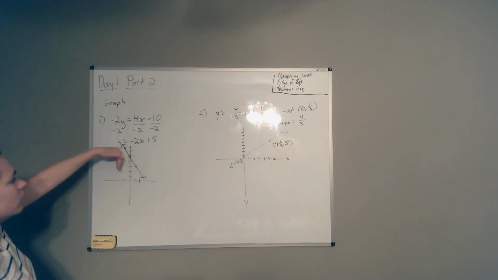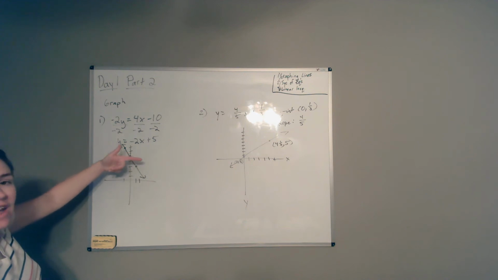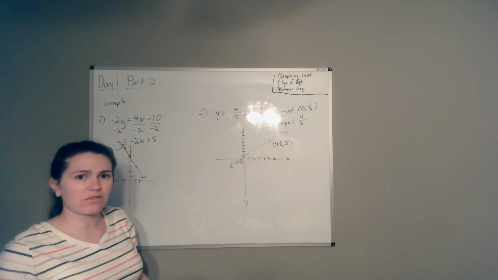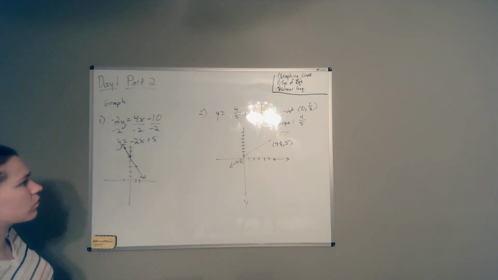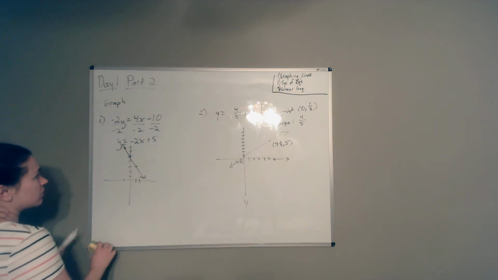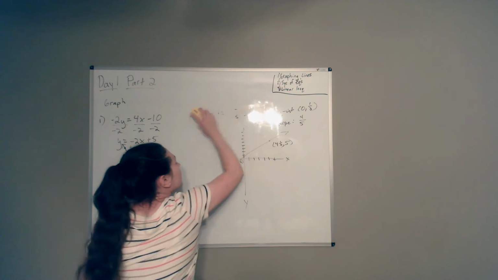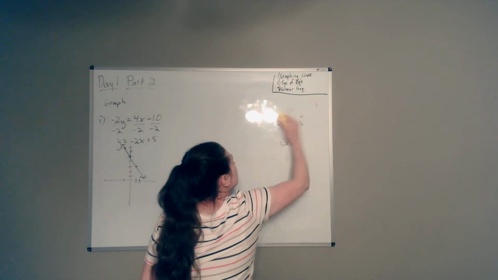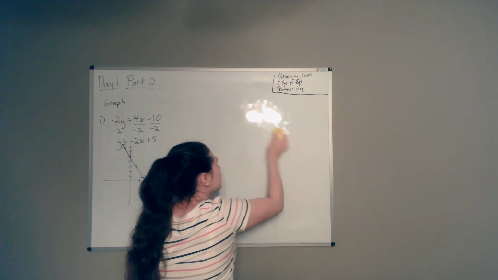Saying you go down 2 and right 1, that's a negative movement. Going up 2 but to the left 1 is also a negative movement. You just gave the negative movement to the horizontal, which is fine, or the x. Okay. That was number 3.